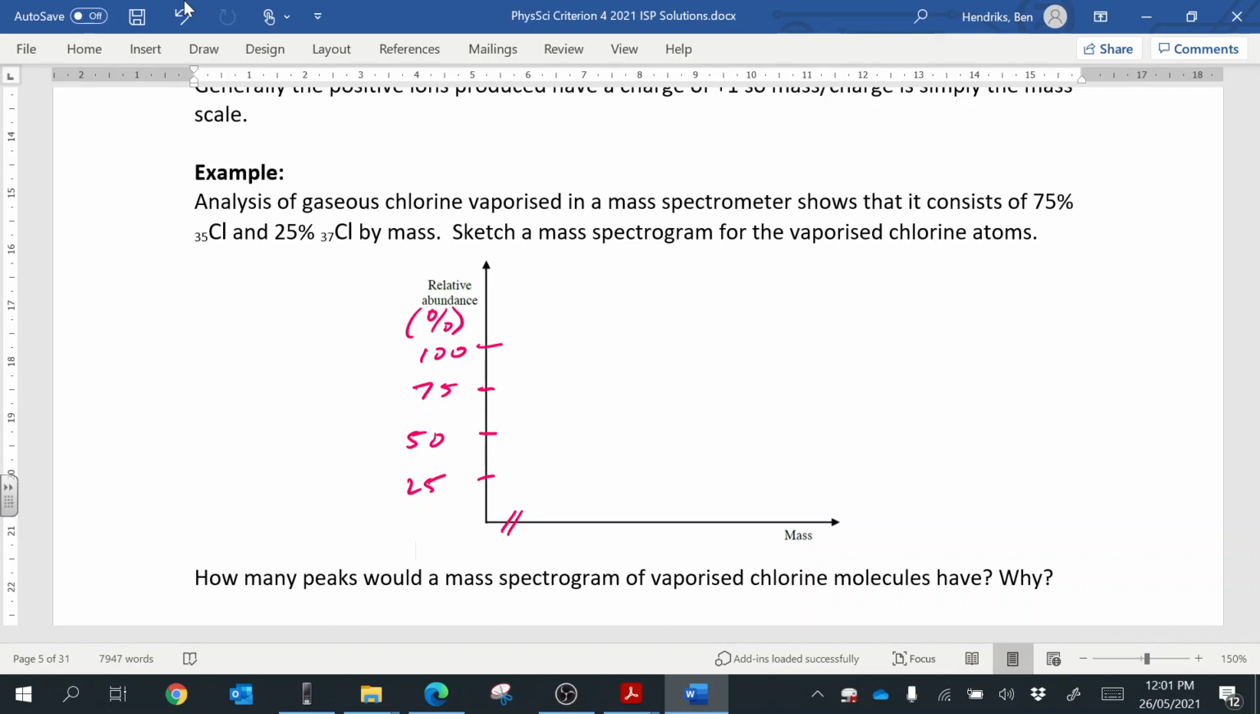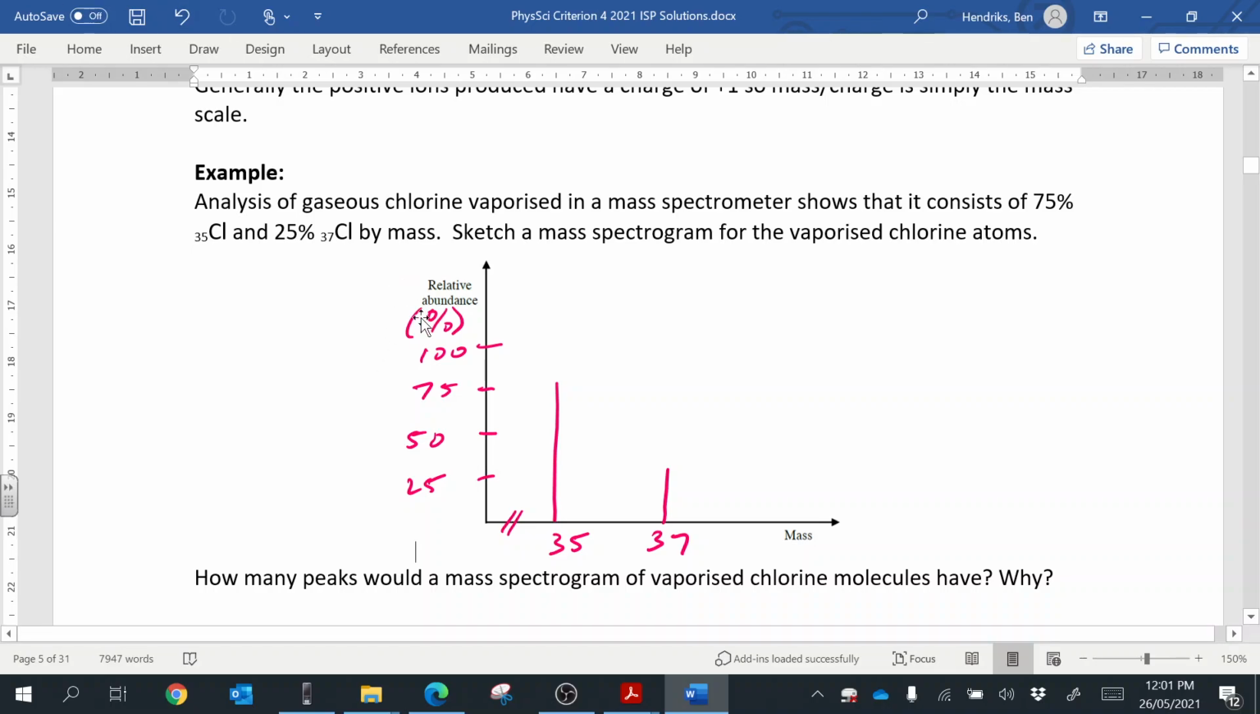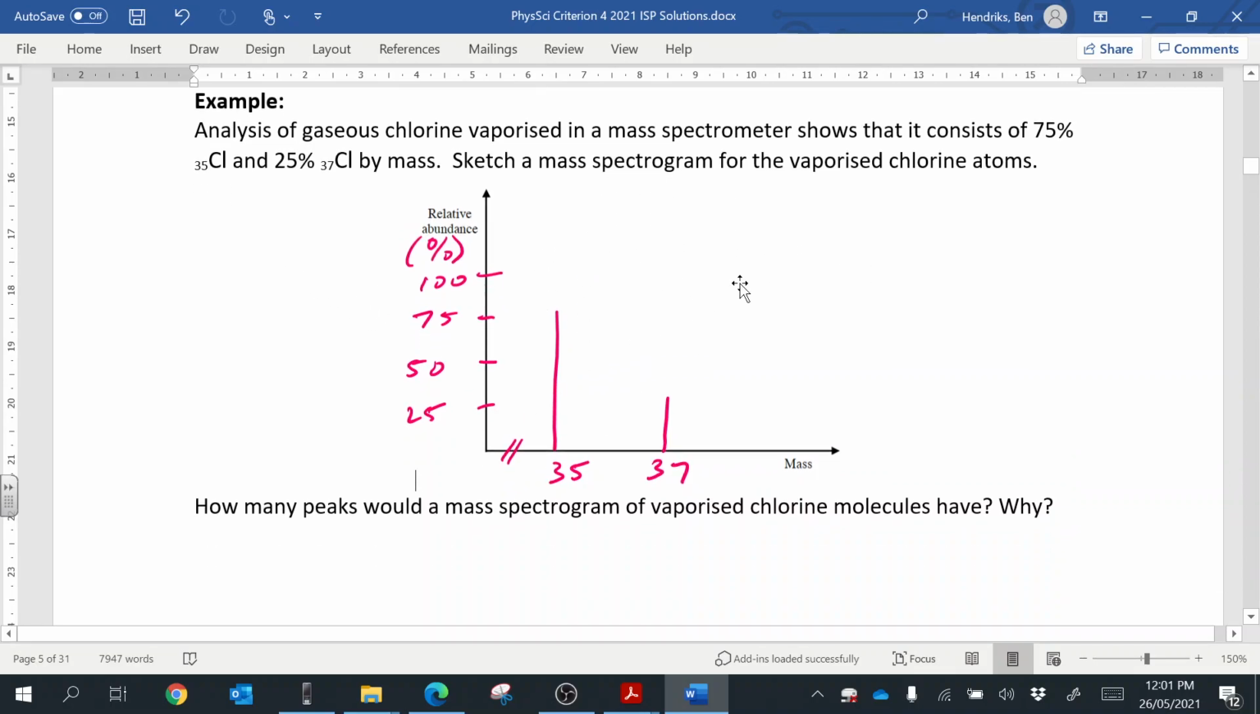And the 75% was for 35, so we have 35, and try to use a ruler, please, but I don't have a ruler handy on me, unfortunately. And then 37 here for 25. Okay, so that's all we need to do. We have two peaks, two lines signifying what the relative abundance of these chlorine atoms are in the gas.